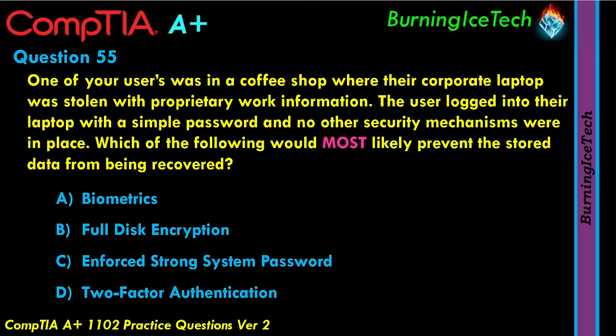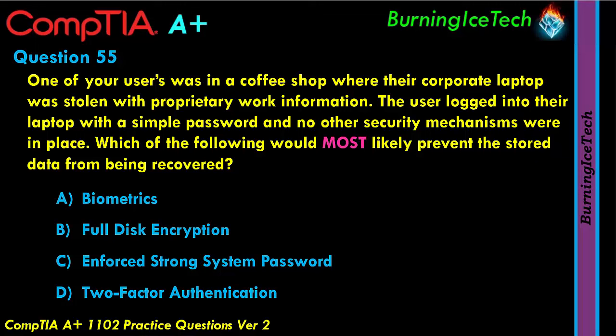C, enforced strong system password. That's also access security. That's also good. It's better than what we had, but it's not as good as B. So C forces the user to have a strong, long, complicated password because in the question it says the user had a simple password. So C is better than what the user had. A is better than what the user had. But neither of those two is as good as B.